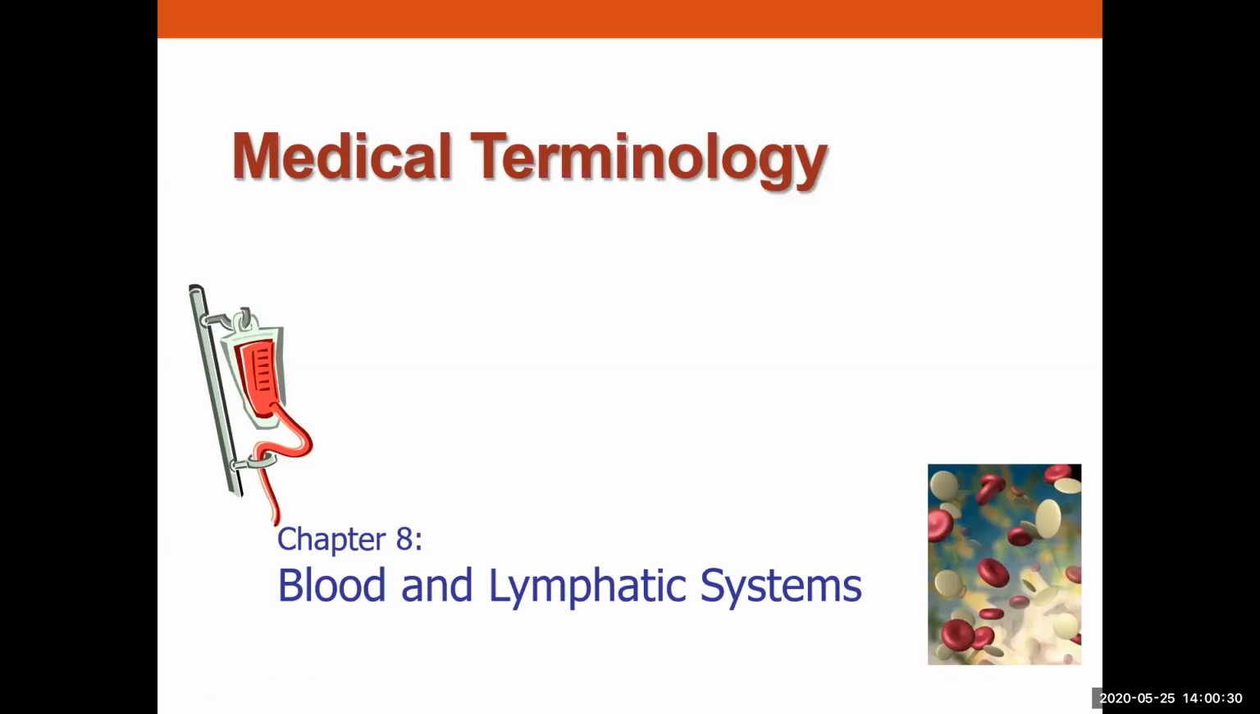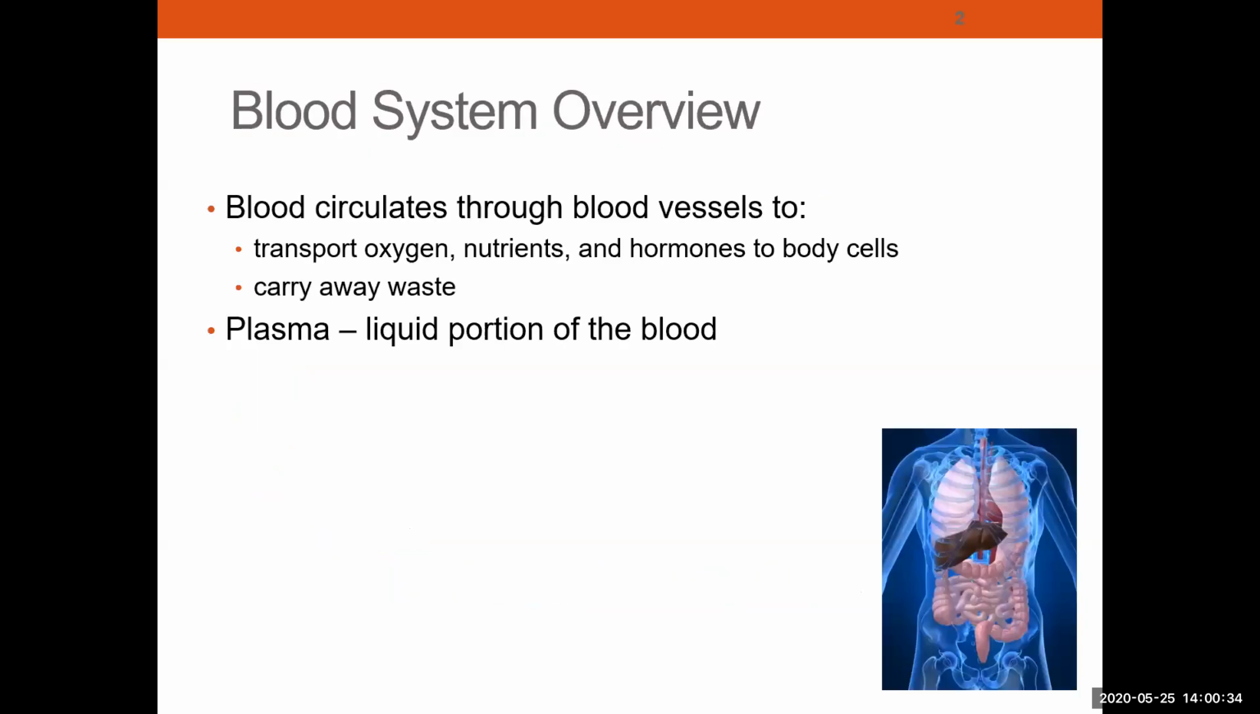We're going to go over chapter 8, which is the blood and lymphatic system. We're going to look at some of the terms, some of the pathophysiology here. Just a little overview. The blood is going to transport oxygen, nutrients, and hormones to the body cells and carry waste and carbon dioxide away.